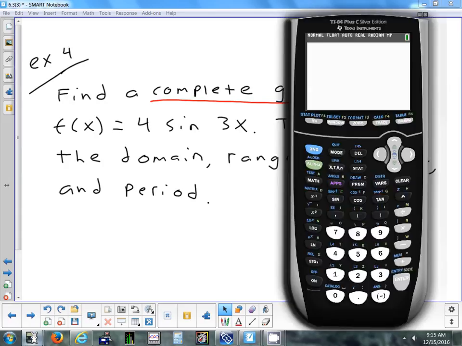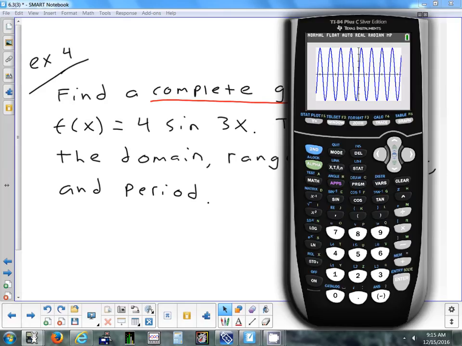All right, so bring up my calculator. I'm going to type in 4 sine 3x. Okay, and what I'm going to do for now is just hit zoom 7. Okay, is that a complete graph? Yeah, if you say no, then you have to tell me something important that I'm not seeing. Technically, I can see everything on the screen. I can see the highest, I can see the lowest, and I can see that it just keeps repeating.